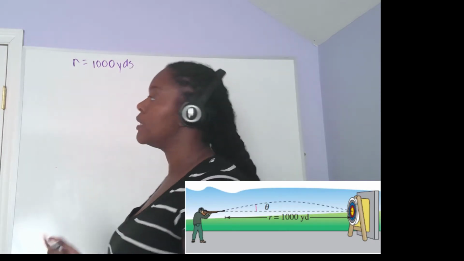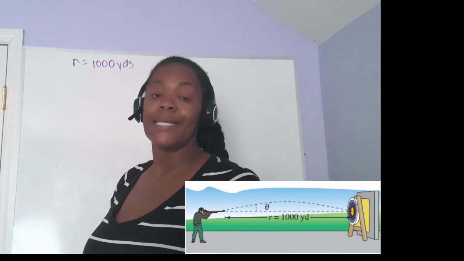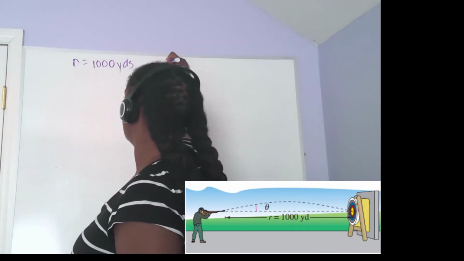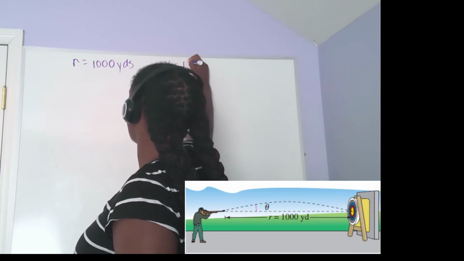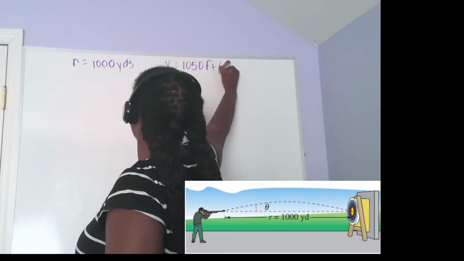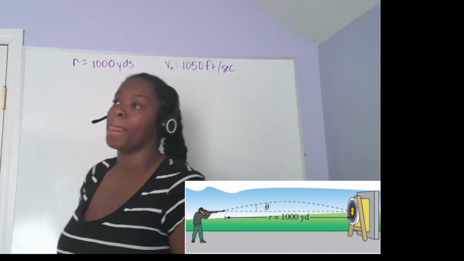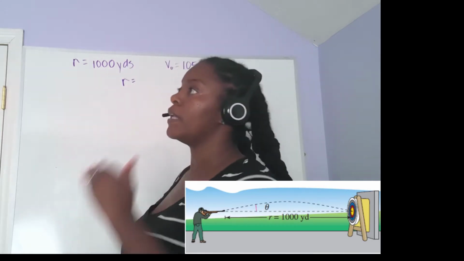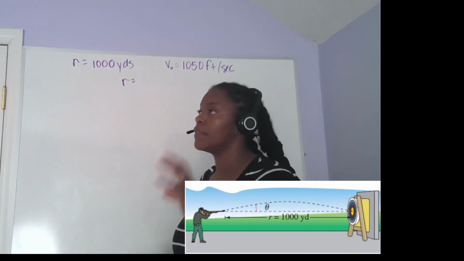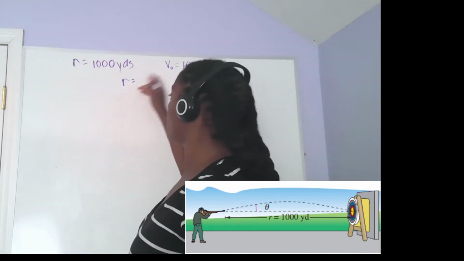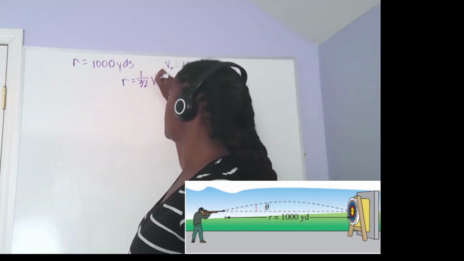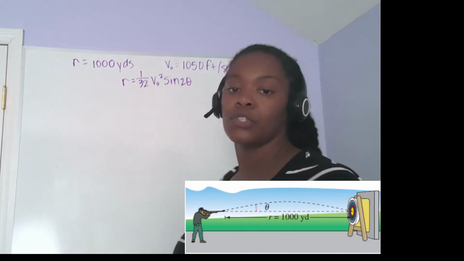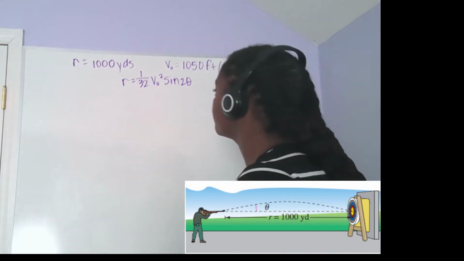And then you have a muzzle velocity, or we're just going to call it initial velocity because it's coming out of the gun at that speed of 1,050 feet per second. Okay, and we also have the angle of elevation. We're going to be able to find this theta with this model: R equals 1 over 32 V naught squared times sine 2 theta. We're going to round theta to the nearest tenth place.